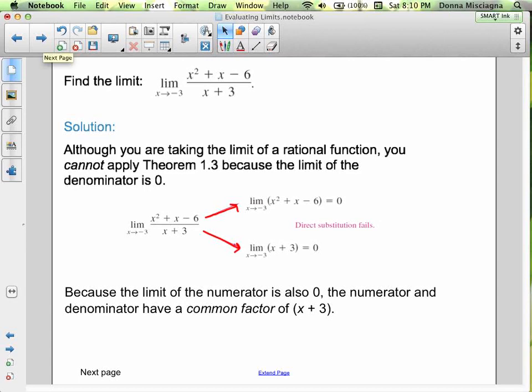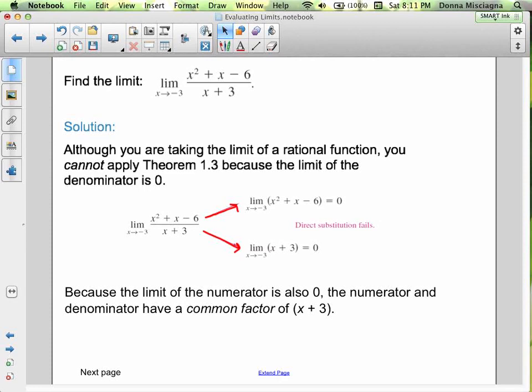All right, so here we're taking a limit of a rational function. But if you try to plug in -3, right away you can see there's a problem in the denominator. And that makes you think, is there going to be a problem in the numerator? So we look. As we plug in -3, the numerator, you'd have -3 squared, that's 9. 9 plus a -3, that's 6. 6 minus 6, that's 0. So the numerator is going to 0. The denominator is obviously going to 0. So direct substitution fails, but don't worry.